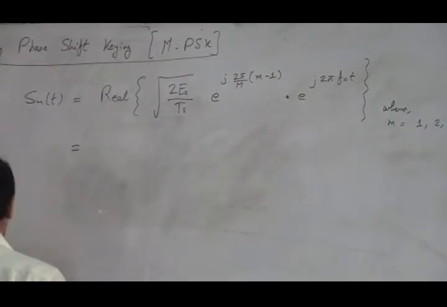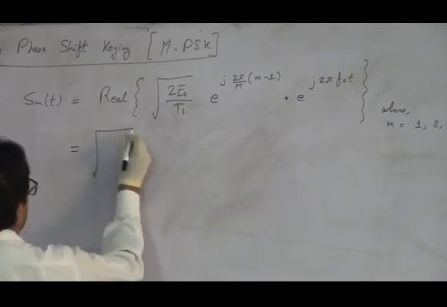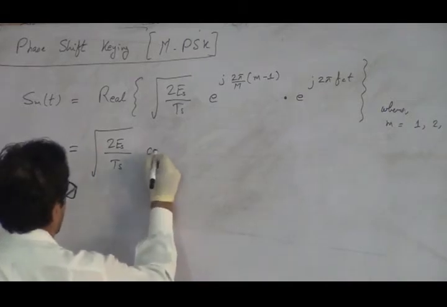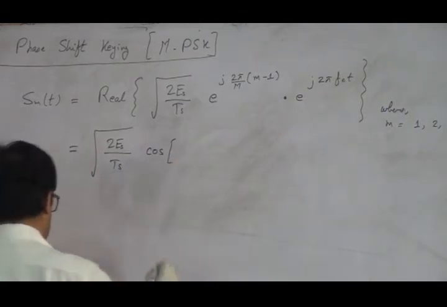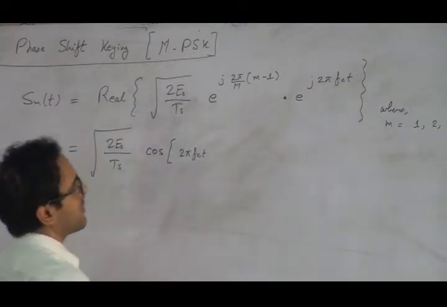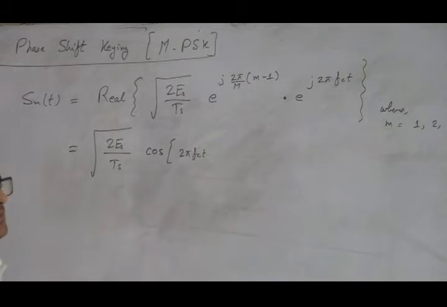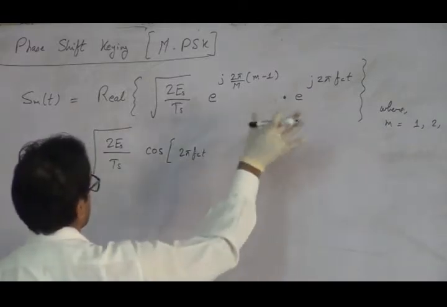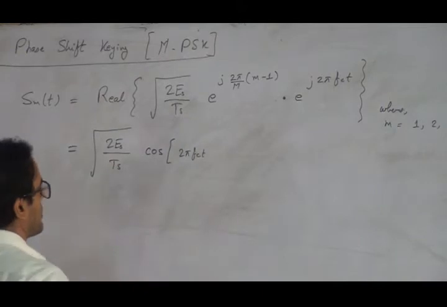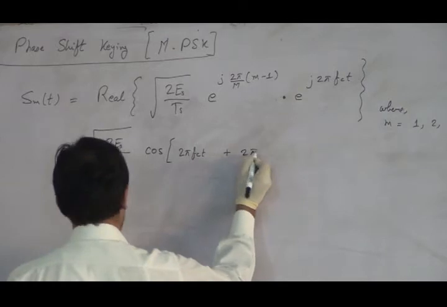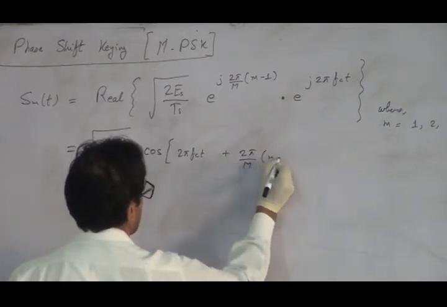Let's remove the real operator. We end up getting the square root of 2 Es divided by Ts, cos of 2 pi fc t, plus 2 pi by M, small m minus 1. And by the way, our signal was rectangular in shape. The pulses that we had are rectangular. We use rectangular pulse shaping, in short. So under that assumption, we end up getting this expression.